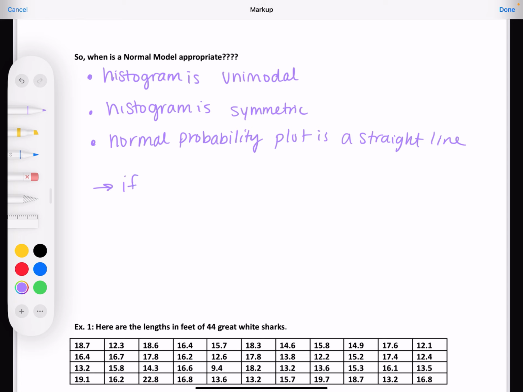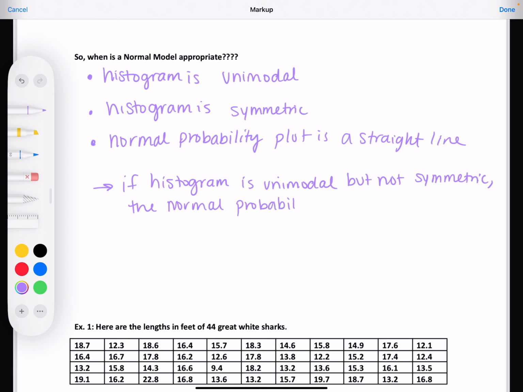If the histogram is unimodal but not symmetric, the normal probability plot is not linear, and thus we can't use the normal model.